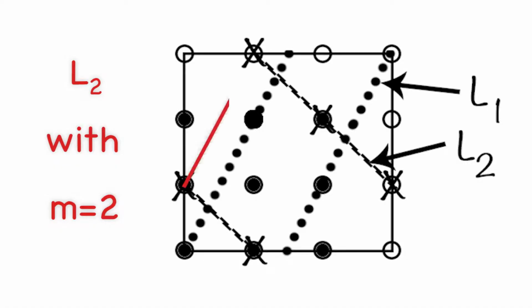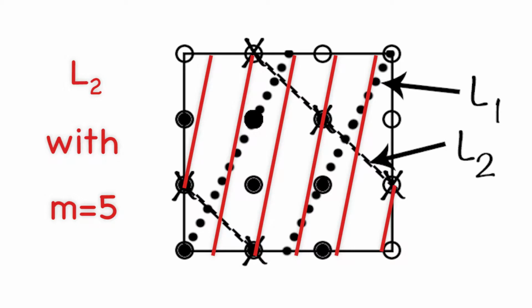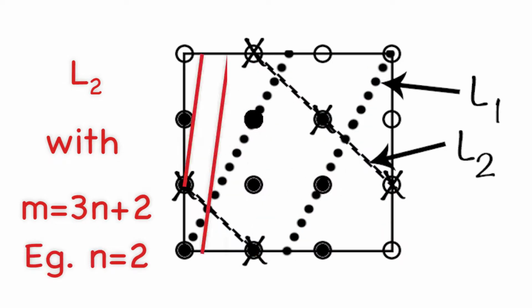For the last question in the first part, there are in fact infinitely many visual aid lines for L2. For example, we could choose our slope m to be 5/1, or indeed we could choose our slope m to be 3n plus 2 for any n.